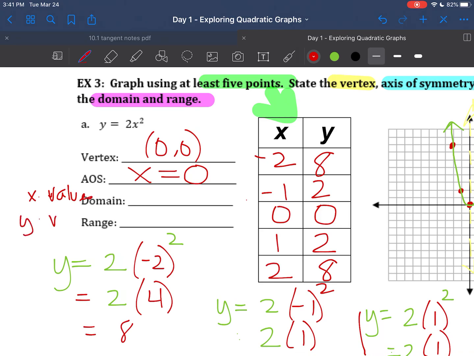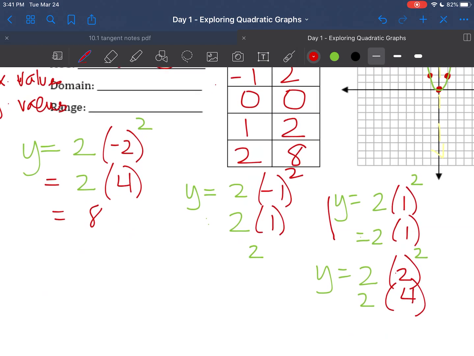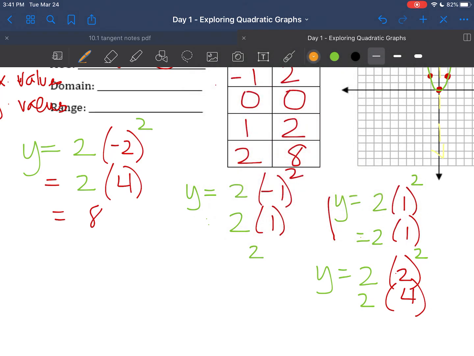Your range are your y values. So when I look at my domain, if I think about a parabola, let me switch colors here. If I think about a parabola being super wide, maybe it goes like this. The widest parabola you could think of.